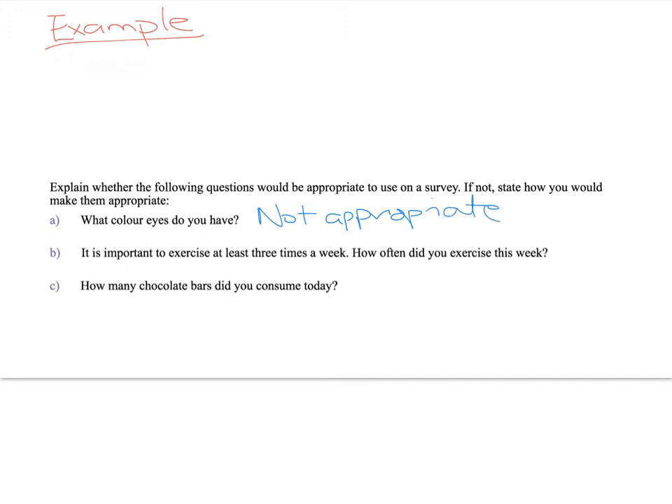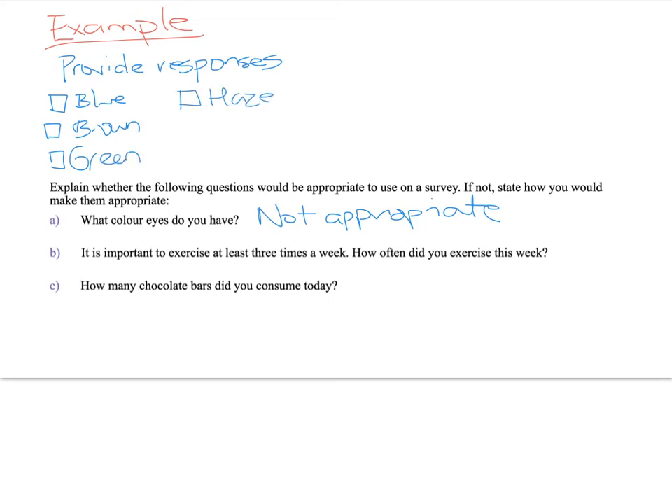And to make it appropriate, I'll just do it up the top here, you would provide responses for them to choose from. Okay, make it nice and easy. So you would say blue, brown, green, and hazel, which is basically all of them. And then we'll just give them other colour, just in case they're very, very picky and don't feel that it fits into any of those.